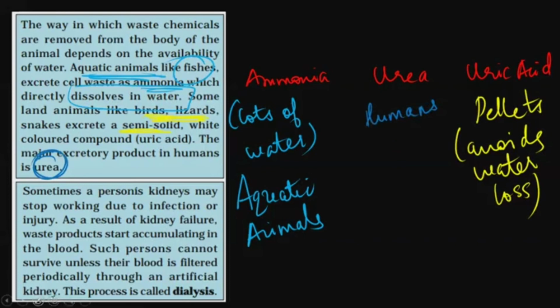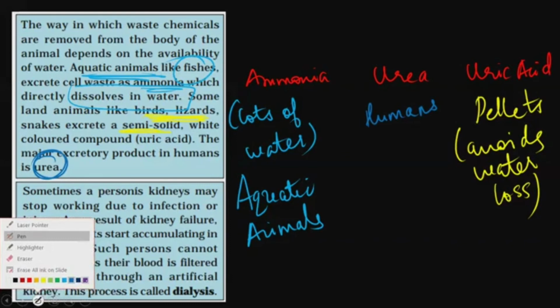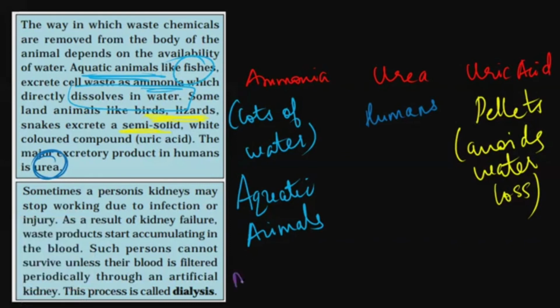A fact I would like to tell you here: these organisms are called ammonotelic organisms. They excrete ammonia. We are called ureotelic because we excrete urea, whereas these birds, etc., are known as uricotelic. Uricotelic organisms excrete uric acid. So the examples which are mentioned here are very important.